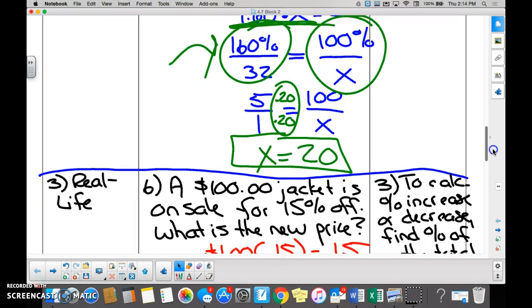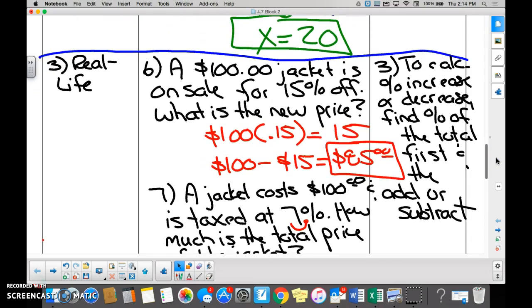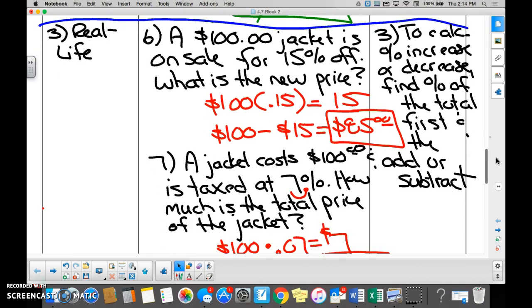Moving down, real life. When we're doing percent increases or decreases, we calculate the percent of a number and then we either increase or decrease from that, right? So if a jacket costs $100 and it's on sale for 15% off, we find 15% of that 100 and then we subtract. I'm going to say that again. This is like your deal. I need you with me. $100 jacket, 15% off. You find 15% of $100 and then you subtract.